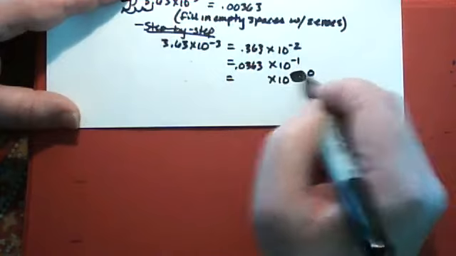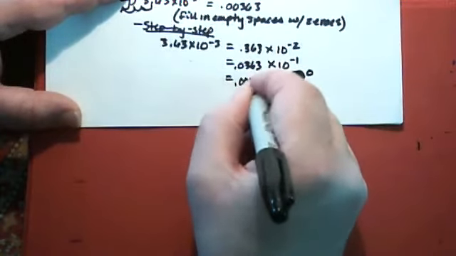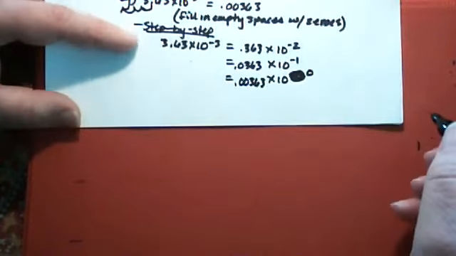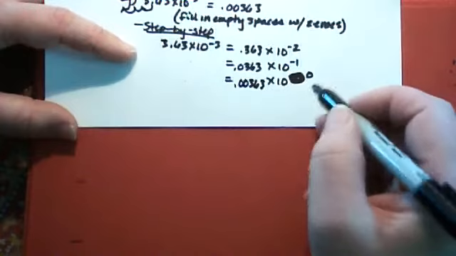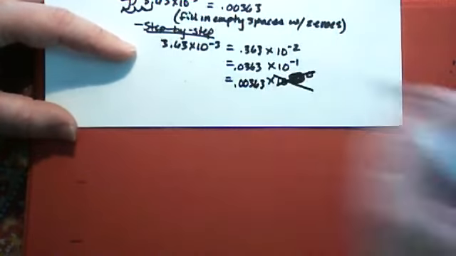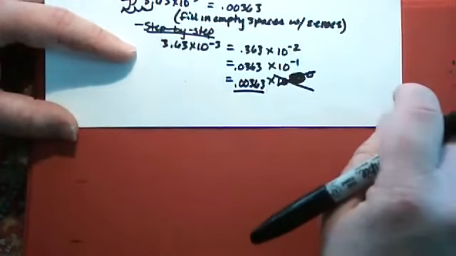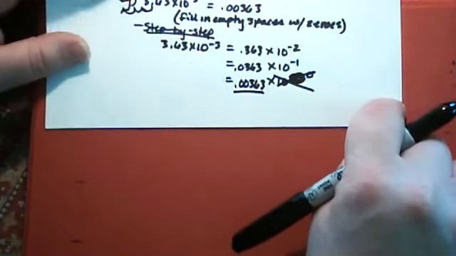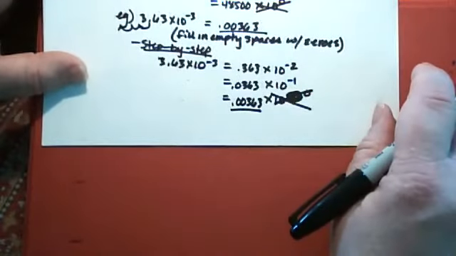That means that the exponent has gotten bigger again. And so we have to make the first part of the number smaller again. So it's 0.00363 times 10 to the 0. 10 to the 0 is just 1, so you can drop it. And 0.00363 is your decimal form of the number. And that is indeed what we got up above when we did it all at once. Okay, so there we go.